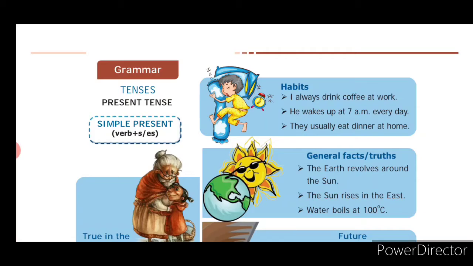Children, now we are going to learn standard 8th and 9th English, unit 5, grammar, tenses. Children, I hope you have learnt what is tense and what are the three main tenses we have in English. Yes, they are present, past and future. Three main tenses in English. They are present, past and future.